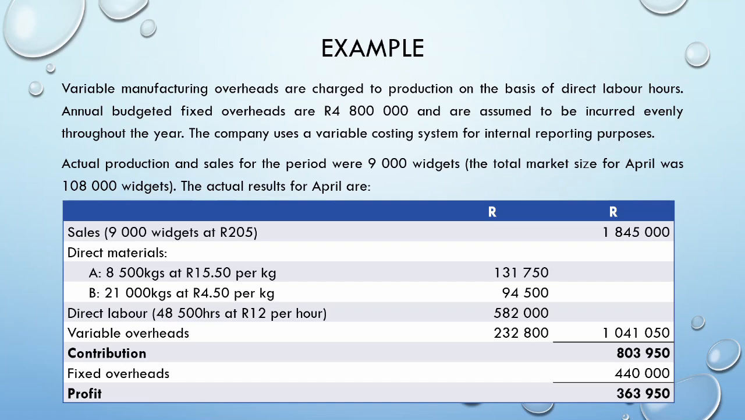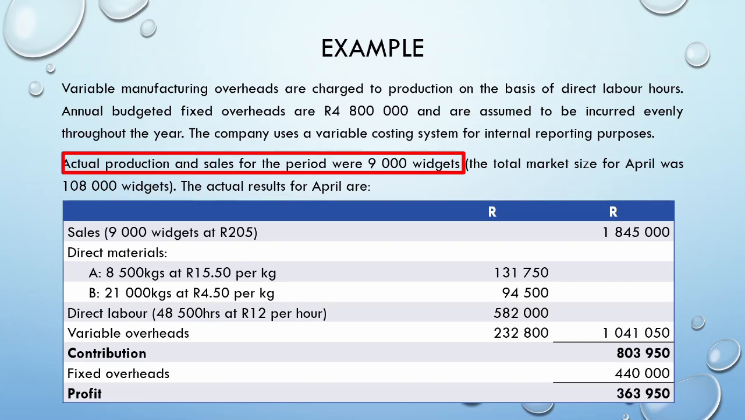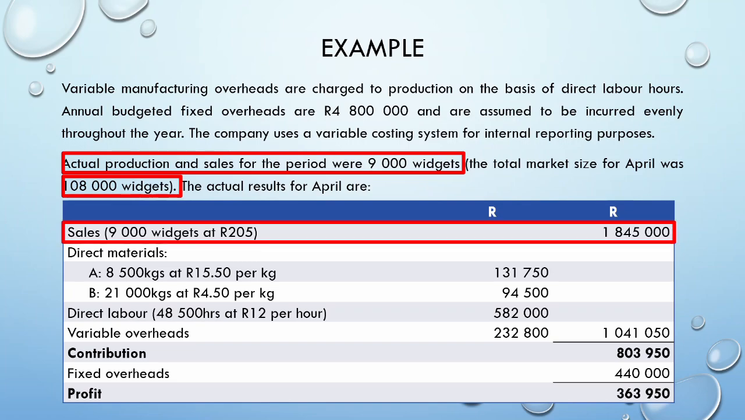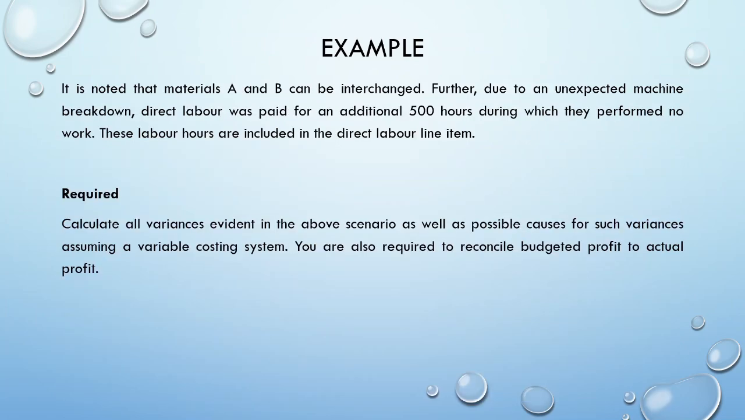We then see that the actual sales we made were only 9,000 widgets, which was less than what we expected. However, the total market size was 108,000 widgets, which was larger than we anticipated. We also see that our actual selling price was 205 Rand per widget, generating us a total revenue of 1,845,000 Rand. This last slide provides us with no additional information on sales.